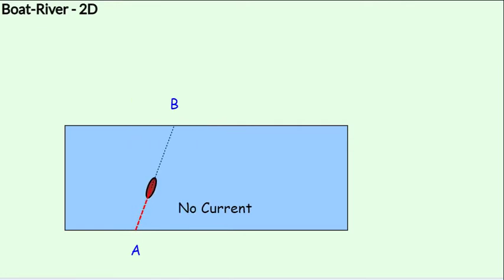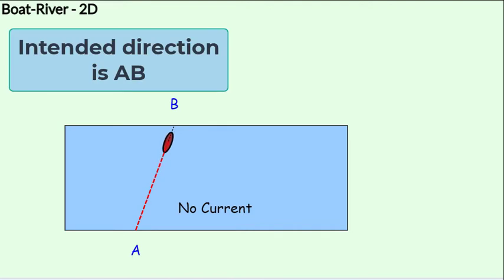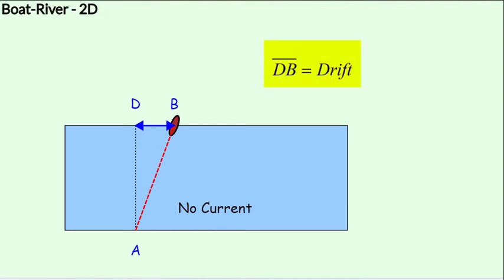In this case, there is no current, and the boat is being steered from A to B, where B is not exactly opposite A. So in this scenario, the boatman deliberately steers the boat along the line joining A and B, and the boat moves along that line. So this is the intended direction, and there is no current which would have caused it to deviate from its course. But we do have a drift, not because of the current, but due to the angle at which the boat heads out. dB is the drift in this case. So the drift is the deviation from the point directly opposite the start, and not from the intended destination.